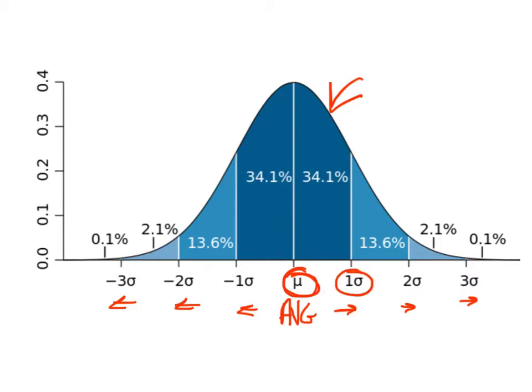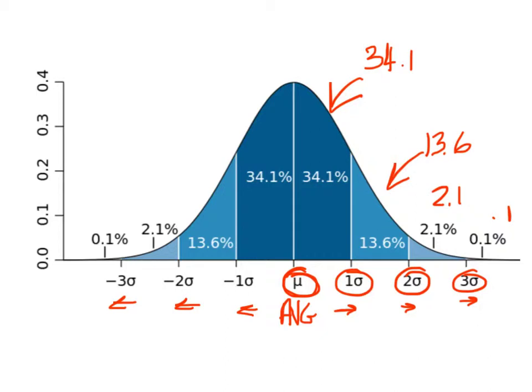And then between 1 and 2 standard deviations, 13.6 falls in here. And between 2 and 3, you have 2.1, and then outside of 3, you have 0.1. It's the same thing on the left as it is on the right. 34.1 between the average and -1 standard deviations, and then 13.6 between -1 and -2, 2.1 between -2 and -3, and then 0.1 after -3.